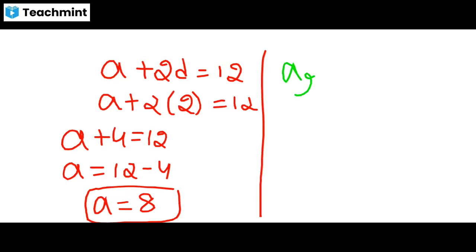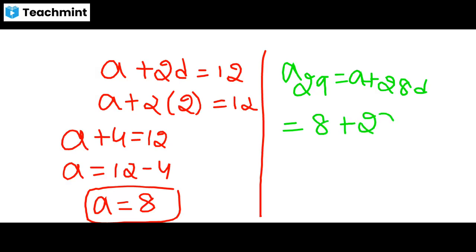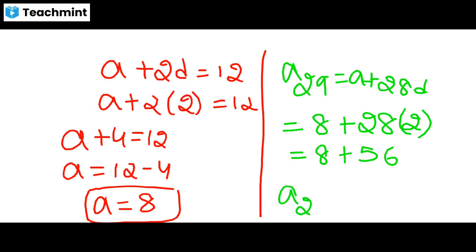A29 can be written as A plus 28D, miss. 28D, very good. So the A value we have is 8, plus 28 into the D value, which is 2. So what do you get as the final answer? 8 plus 28 into 2. 56, miss, 56. 8 plus 56 is 64. So finally, what is A29? The 29th term is 64, miss.